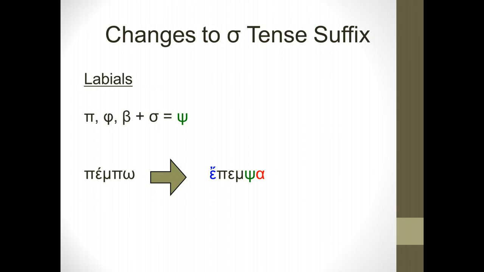Remember that when a verb stem ends with a labial, that is the consonants that you use your lips to say, the pi, the phi, or the beta, when it comes in contact with that sigma suffix, it transforms into a psi. So in this case, pempo becomes epempsa. Notice that we have our augment, our stem, and then where you would expect the sigma suffix before our alpha ending is now a psi. So epempsa becomes aorist active indicative, first person singular, I sent.